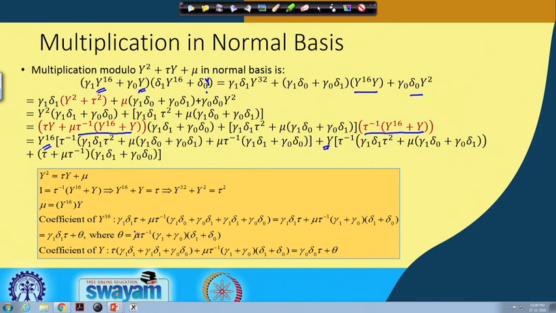You can actually make some more simplification. For example, the coefficient of y power of 16 is written here. If I just multiply, for example, tau inverse with tau square, I will get tau. So that is gamma 1 delta 1 tau plus mu tau inverse with this part, which is gamma 1 delta 0 plus gamma 0 delta 1. Okay. And then I add it with this part, that is I just keep on doing the same thing, and I have got mu tau inverse. So I can take mu tau inverse common from here, and I have got this as gamma 1 delta 1 plus gamma 0 delta 0.